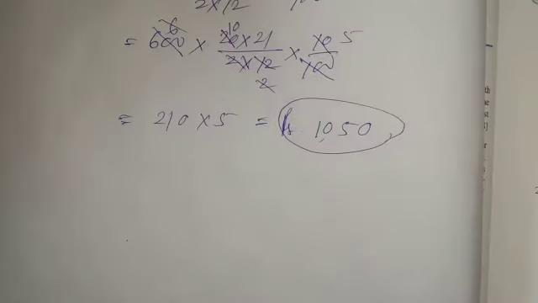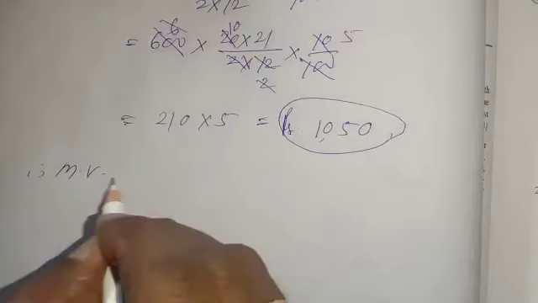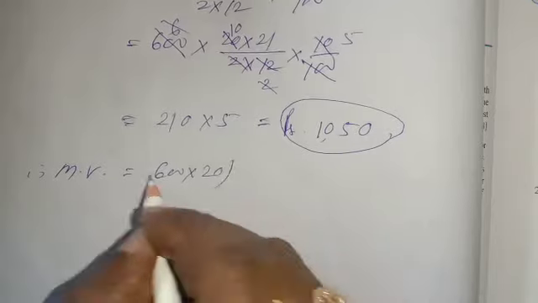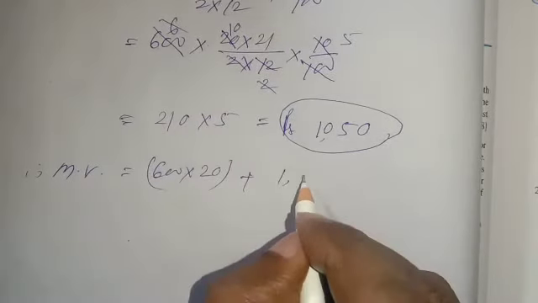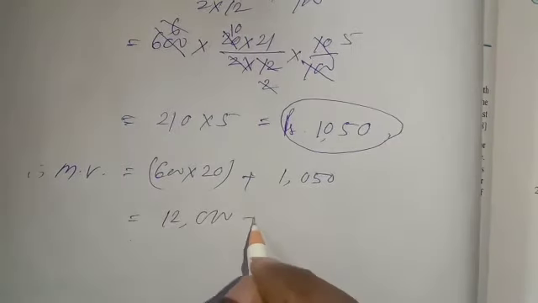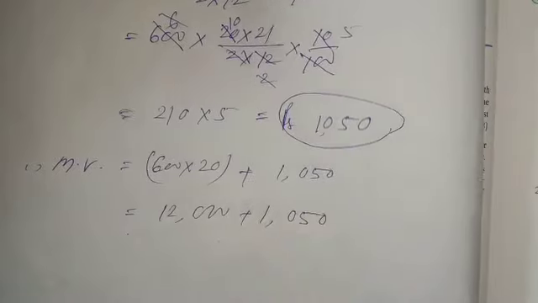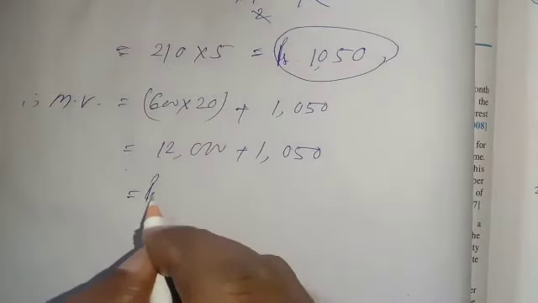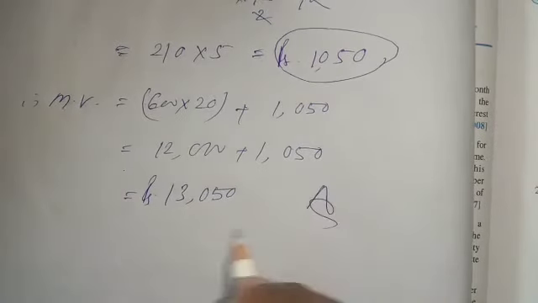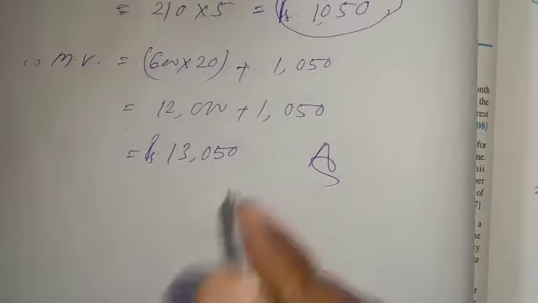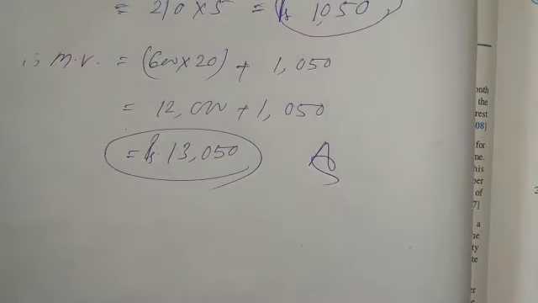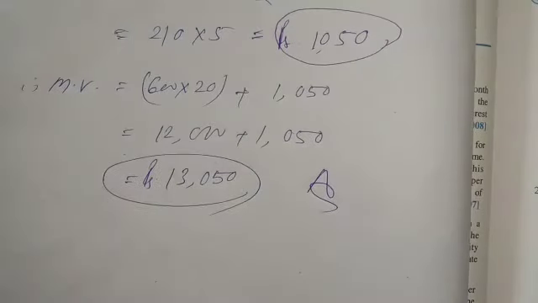Then you have to find the maturity value. Therefore, the maturity value will be 600 into 20 months, total money deposited, plus interest 1050. That is 12,000 plus 1,050, coming to rupees 13,050. The total maturity value you will get after 20 months is 13,050 rupees. Okay, let us go to the next question. I hope you are able to understand this question.